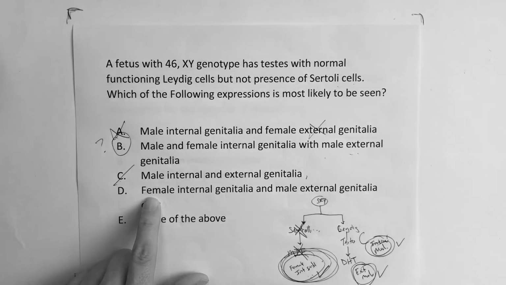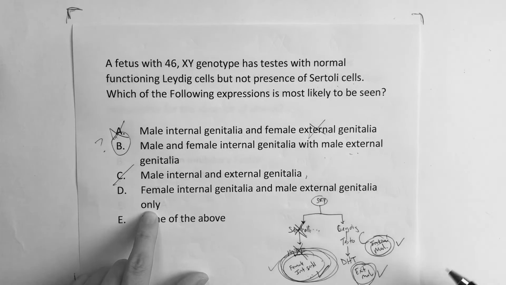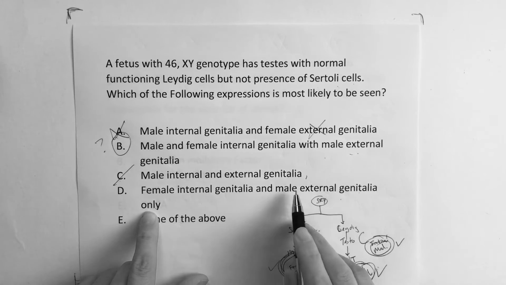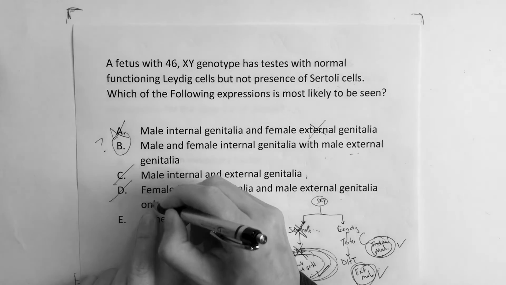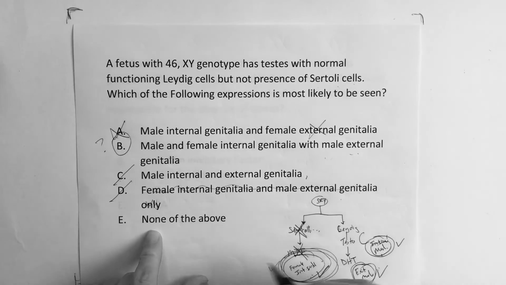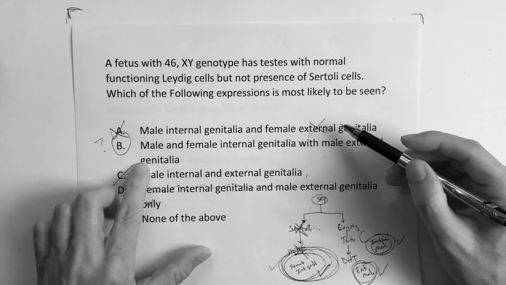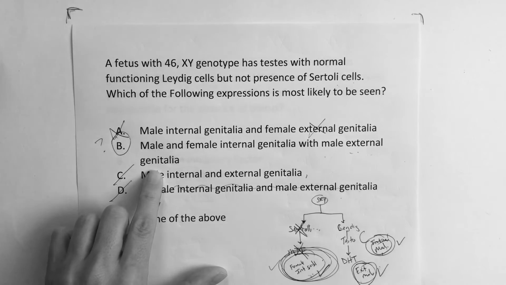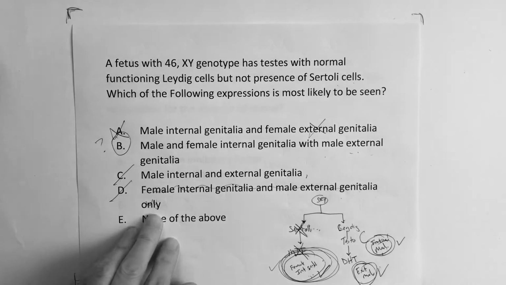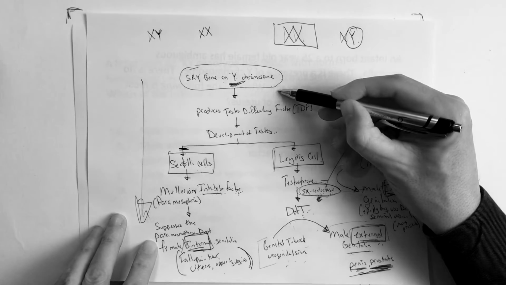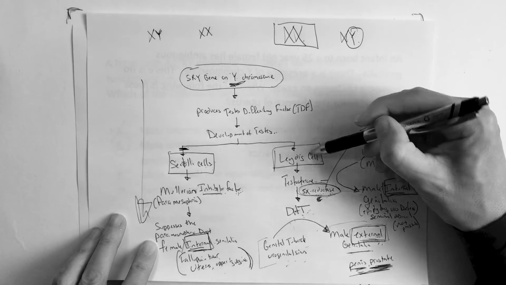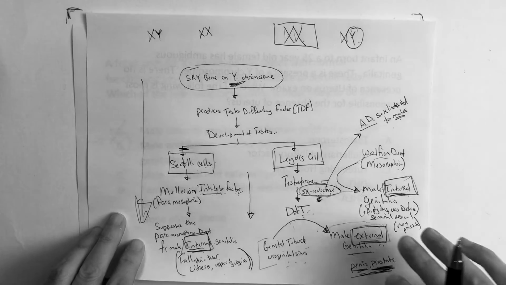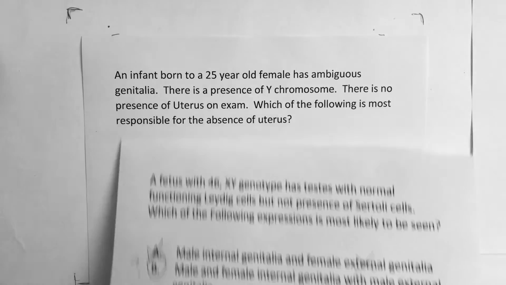Or is it female internal genitalia and male external genitalia only? Well, it's kind of true, but I can't say the only because I have male internal, so there's a better one out there. Plus, I don't like that one, or none of the above. No, it's not that. The only answer here is going to be male and female internal genitalia, and then male external. So you have to go back and really understand that pathway about the Sertolis and the Leydig, and what they perform. It's a little bit of strict memorization, but it's necessary on the STEP exam.